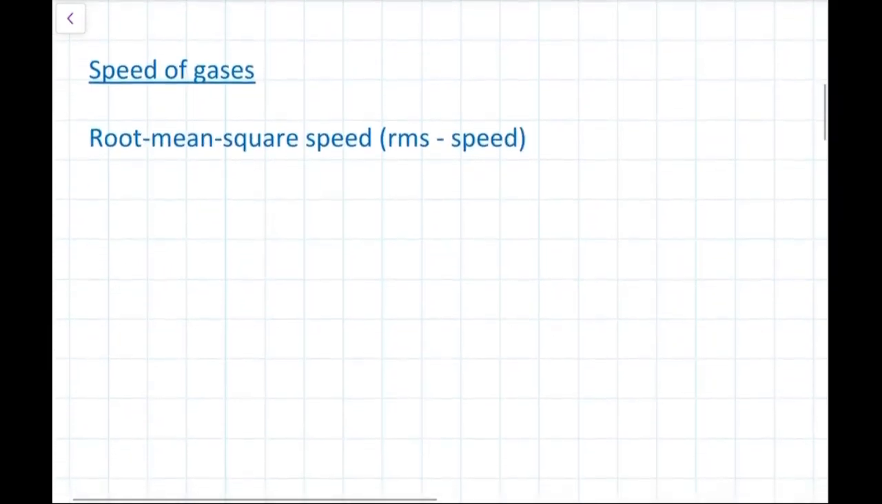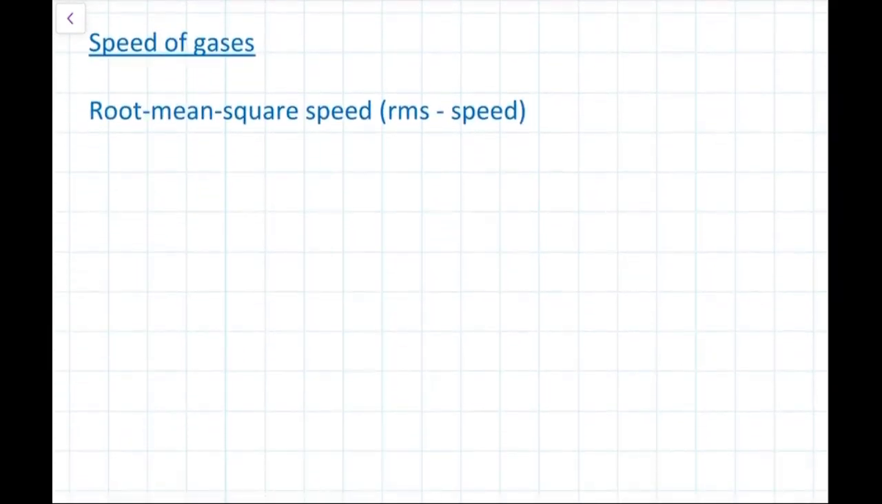Okay, so let's get into how we measure and even calculate how fast gas particles are moving. We do so with something called root mean square speed, or RMS speed. It's just a measure of speed of particles. Root mean square speed is calculated using something called Maxwell's equation. And you don't have to worry about memorizing this. I'll give you this on the test.